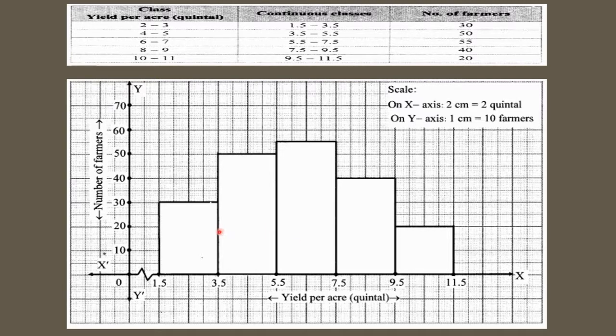And write the scale here also. On the x-axis, 2 centimeter is equal to 2 quintal, that is the class interval. On the y-axis, 1 centimeter is equal to 10 farmers. And from 0 to 1.5 no observation is there, therefore you have to put the kink mark between 0 and 1.5. This is your histogram graph.